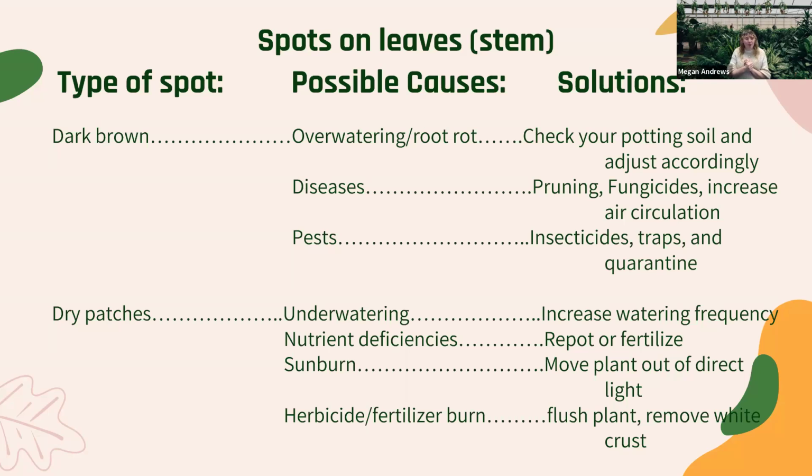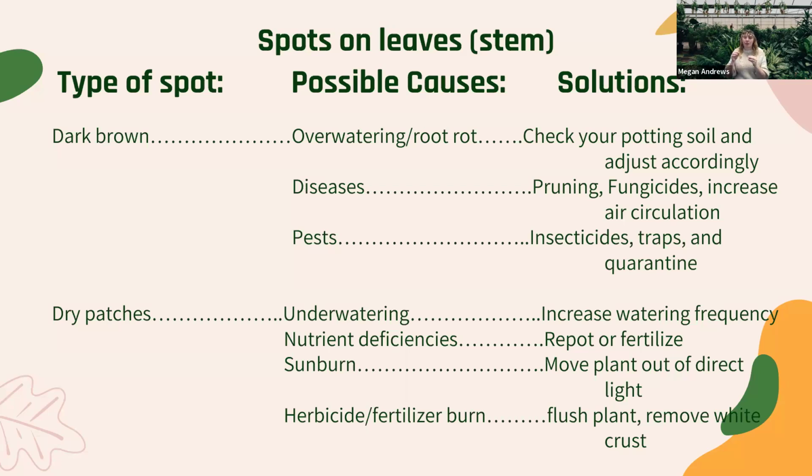I don't think I have a photo of sunburn for you guys, but sunburn is often in the middle of the leaf and it'll be a circle shape, like the light is hitting the leaf in the exact spot where it's burning. Normally you just have to move your plant a bit further back from the window. And then you can also do herbicide and fertilizer burn, like we saw in that first image with the plants with the rocks glued onto the soil.